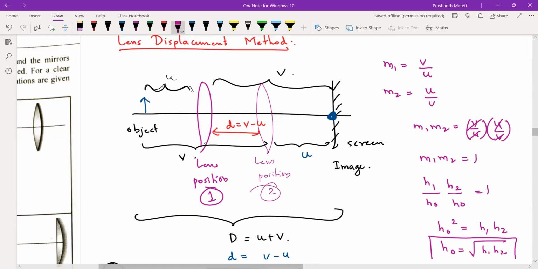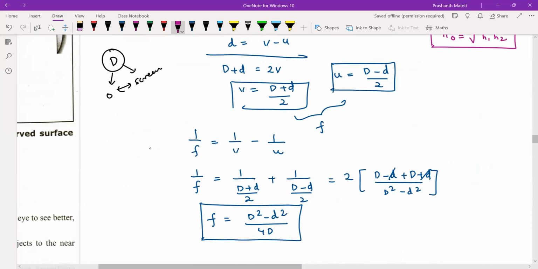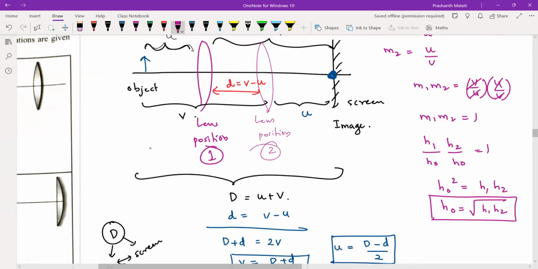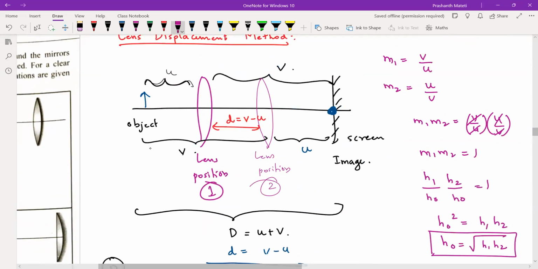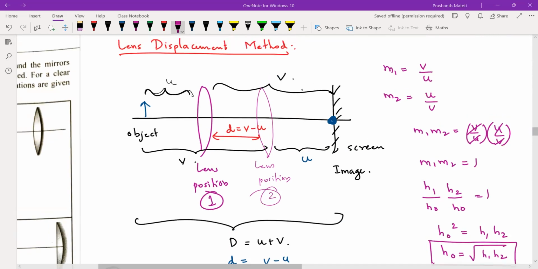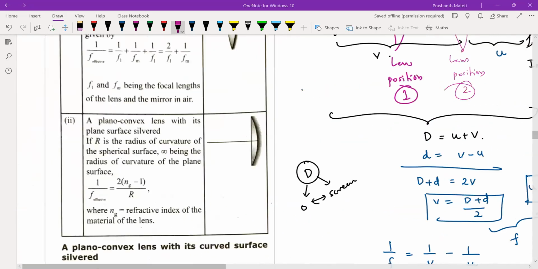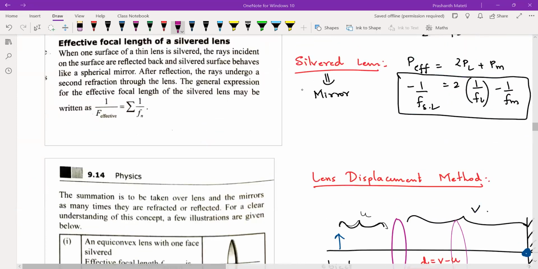This is one more formula in this topic. There are only two formulas here. One is the focal length formula, that is (D square minus d square) by 4D, the focal length obtained using the lens displacement method. The other formula is height of object equal to the square root of height of image 1 into height of image 2. Understood? Yes, sir. This is it, and this is about the lens displacement method.